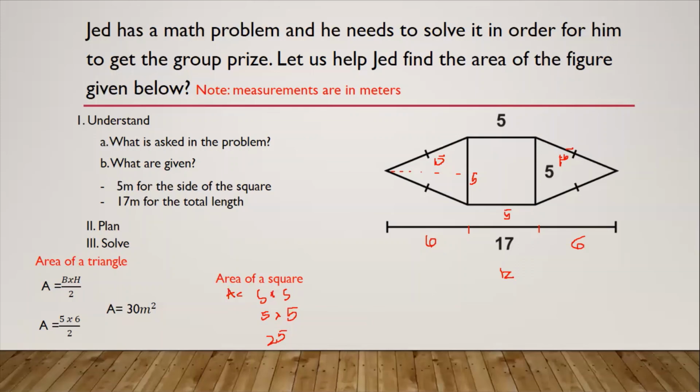So this is the area of our square, and this is the area of our triangles. To find the total area of this composite figure, all we have to do is add the area of our triangles and the area of our square. Therefore, we get a total of 30 plus 25. The total area of this figure is 55 meters squared. So, very good, grade 6. We were able to help Jed solve his math problem. And of course, I'm sure Jed was able to get the group prize.